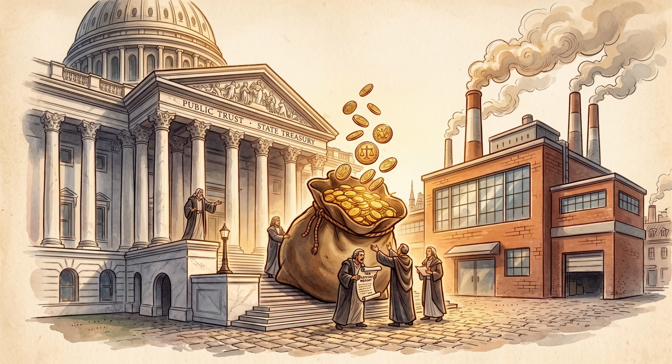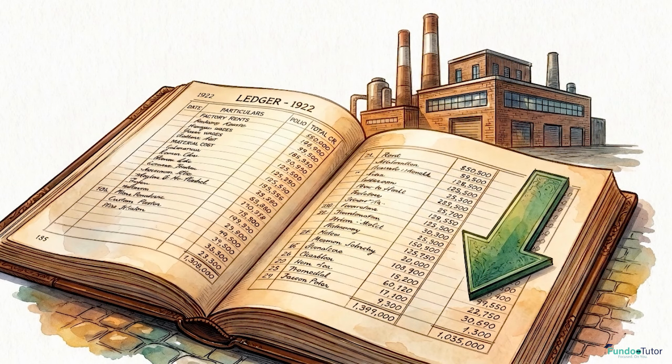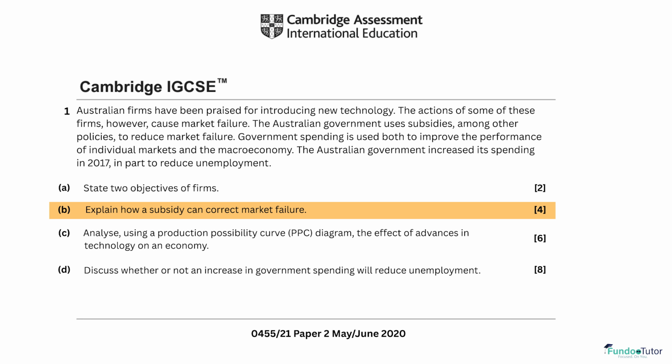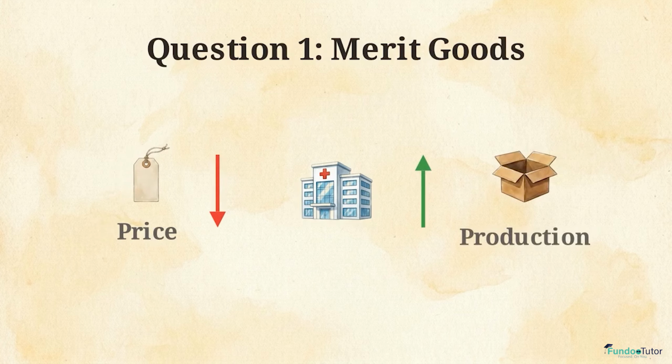In economics, a subsidy is a financial grant given by the government to producers. Its primary function is to lower production costs and correct market failure. For question 1, governments use these grants to target underconsumed merit goods, like healthcare, or products generating positive externalities. By lowering the price, the private sector is encouraged to produce more. This directly tackles underconsumption in a free market.